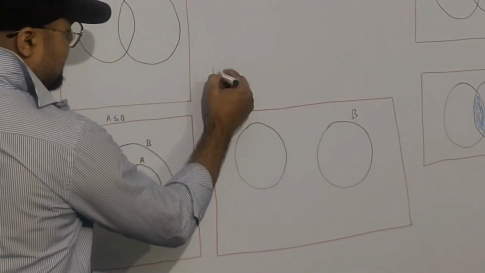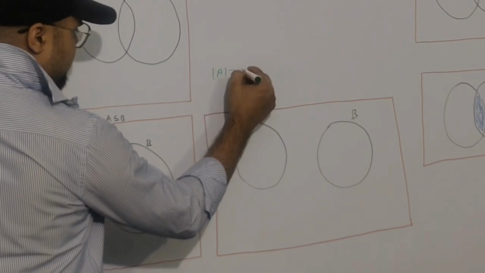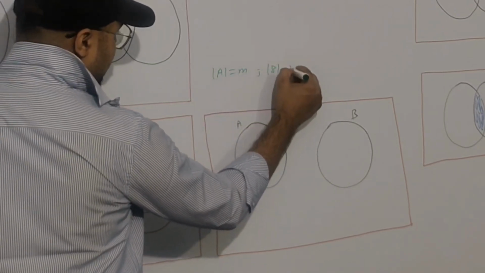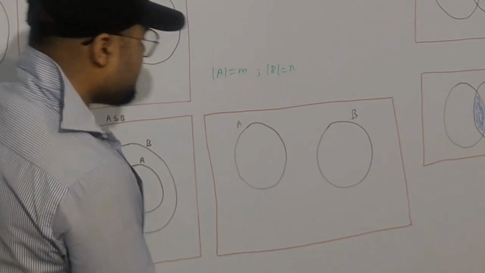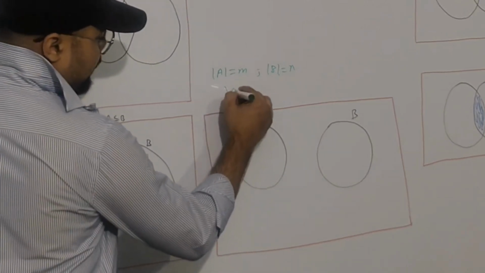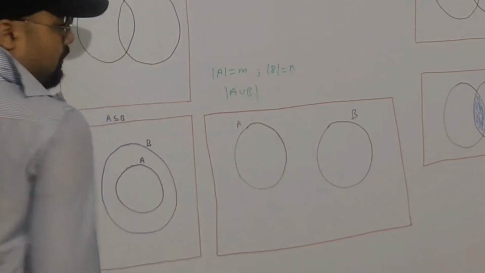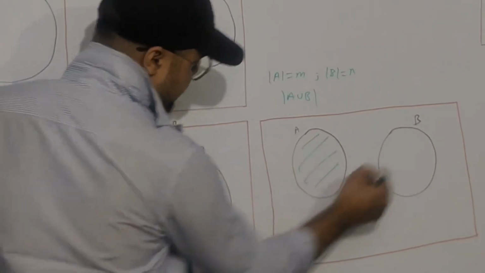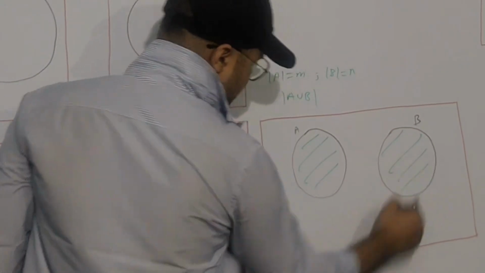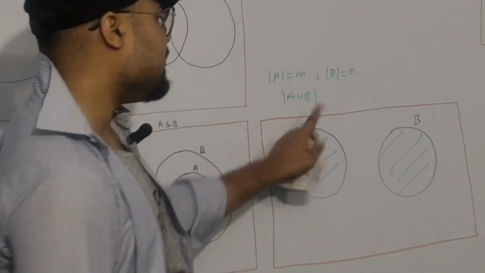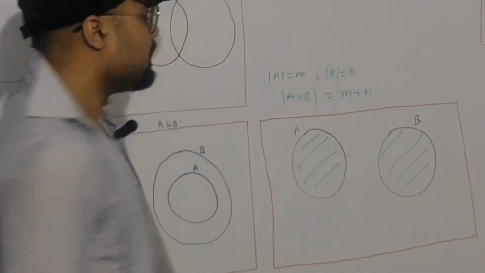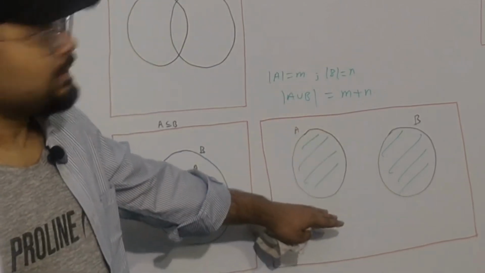If the number of elements in A is equal to m and the number of elements in B is equal to n, then what is the number of elements of A union B? A union B will have all of it. So the number of elements in A union B is equal to m plus n. This is in case of disjoint sets.